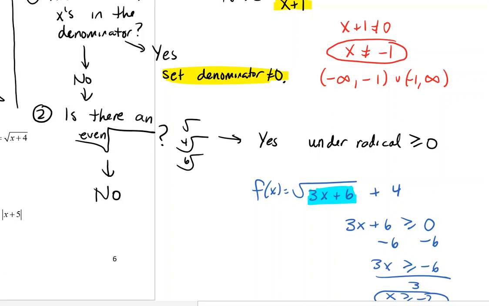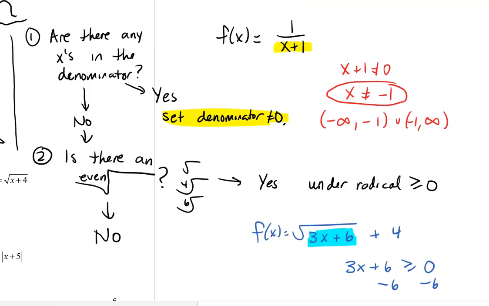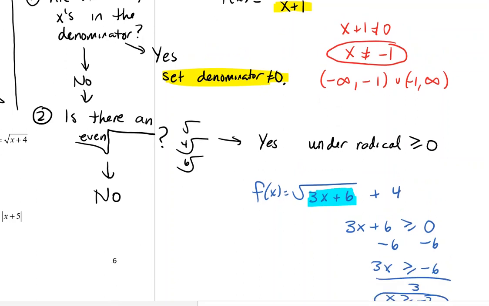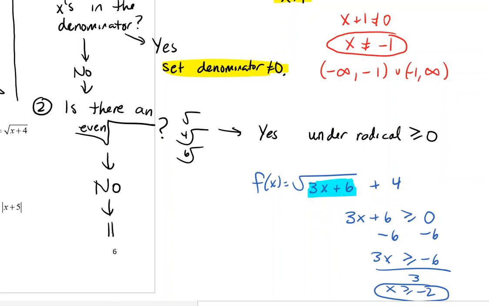And sometimes you might have a problem that has x's in the denominator and radicals. That's just crazy. Okay, but if the answer to both of those questions are no, then it's all real numbers. Or you can write it negative infinity to infinity.